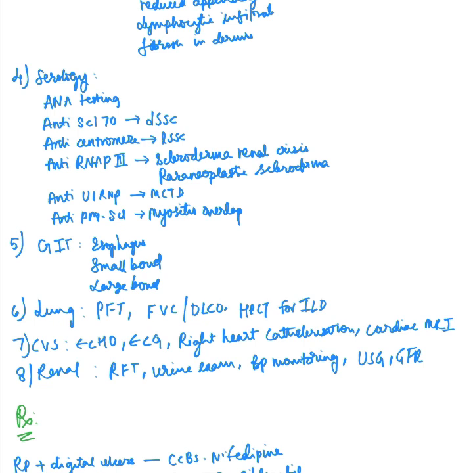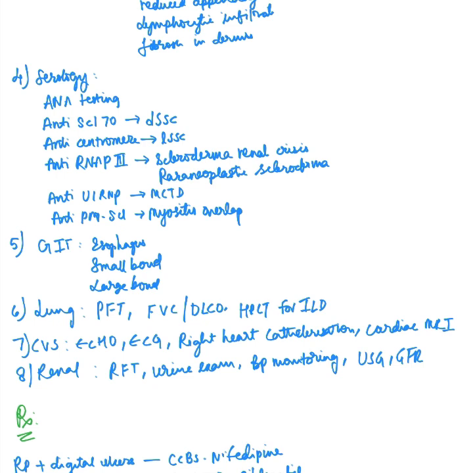Next, GI investigations for the esophagus. For the esophagus, we can go for manometry, endoscopy, or barium swallow. For the small bowel, we can do hydrogen breath tests or even plain radiography like X-rays, and colonoscopy and sigmoidoscopy. And for the large bowel, we can go for barium enema, CT, or X-ray.